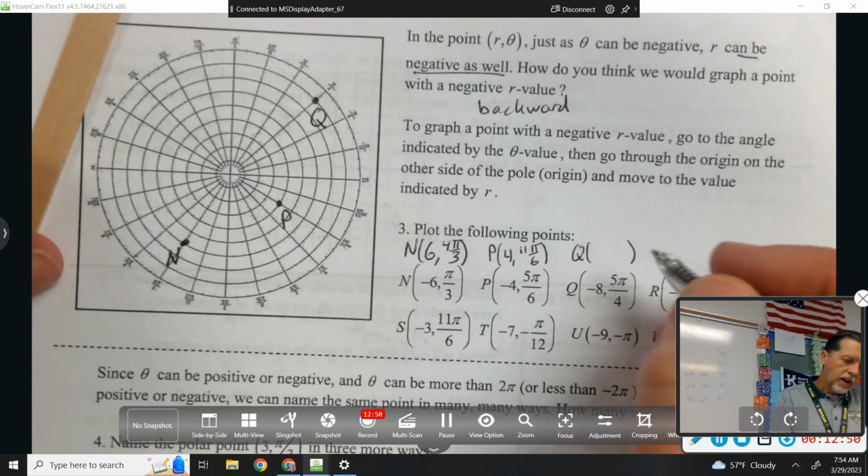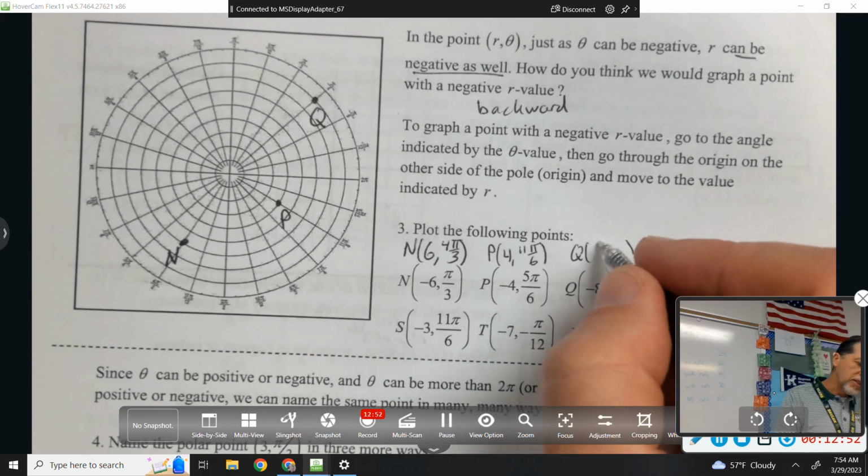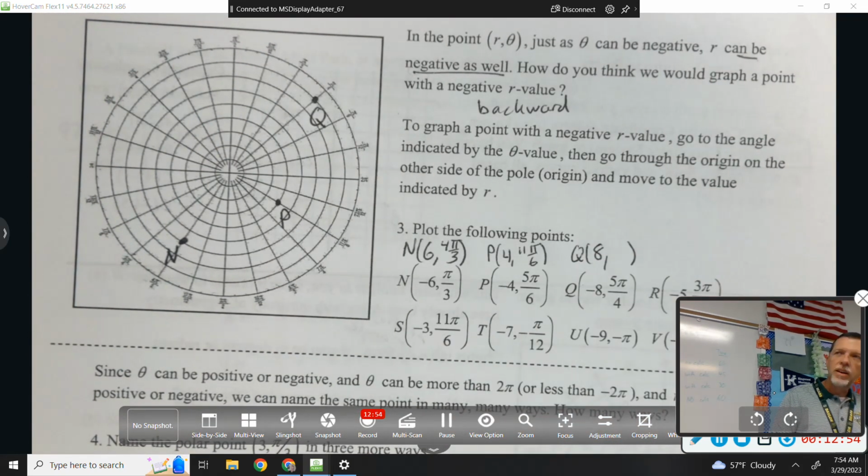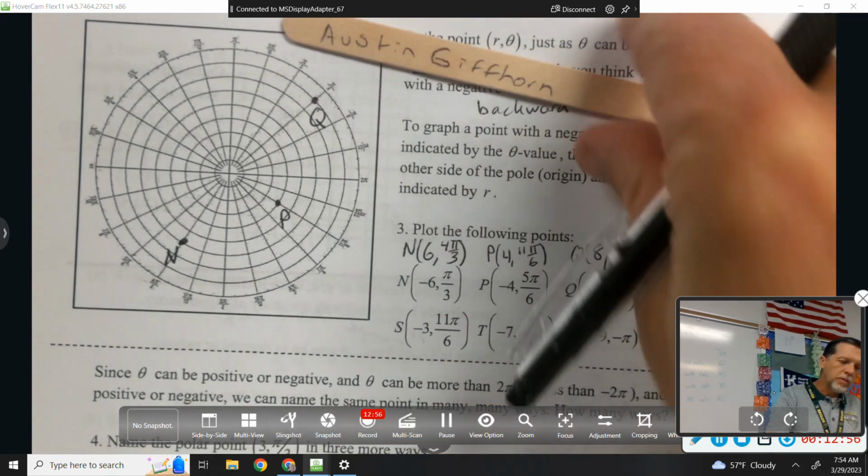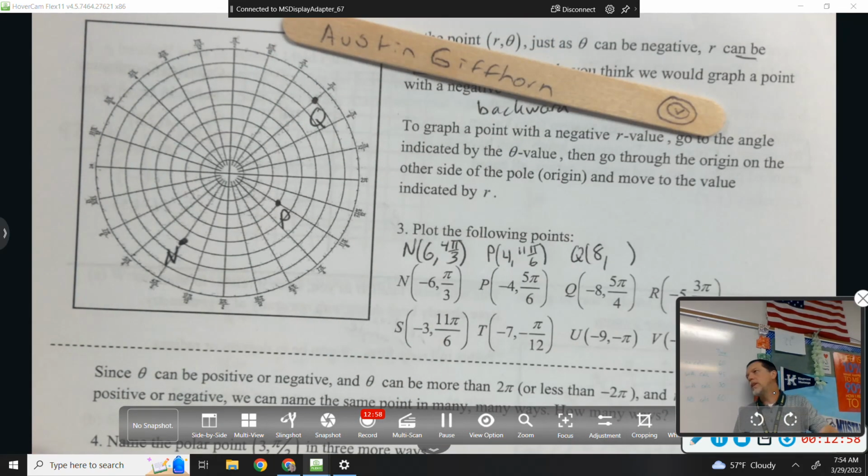All right, if I wanted to describe Q with a positive r, it would be 8. But Austin, what angle would you say? Pi over 4.